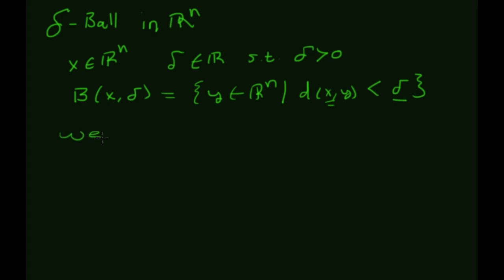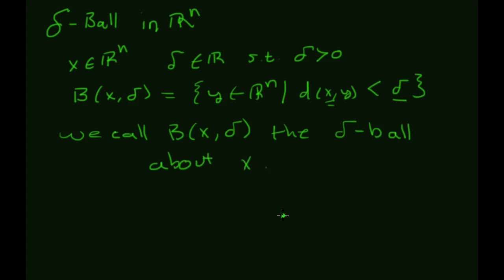So this gives me like a ball of objects that has a radius of delta that's centered at x. So we call B(x, delta) the delta ball about x. So like x is here, and I have some sort of n-dimensional sphere that has a radius of delta, and anything inside that sphere has to be delta or less away from x. So now that I have distance, I have the way to stretch a ball around something. Okay, so finally I can define a limit.